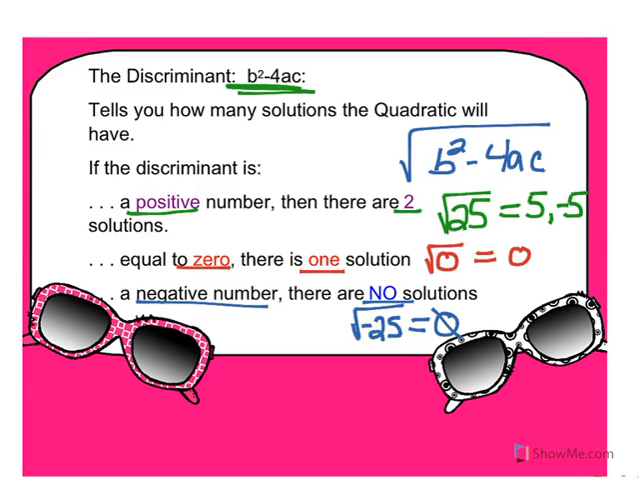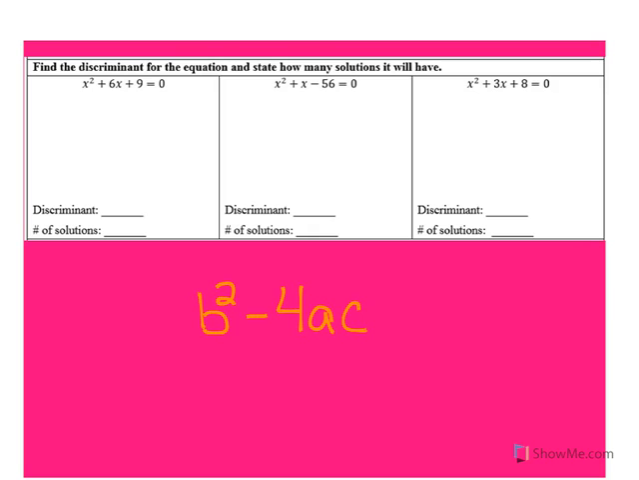So make sure in your notes that you have written this down. If the discriminant is positive, two solutions. If the discriminant is equal to 0, only one. If it's a negative number under the radical, then that means there are no solutions. Let's take a moment and look at one.